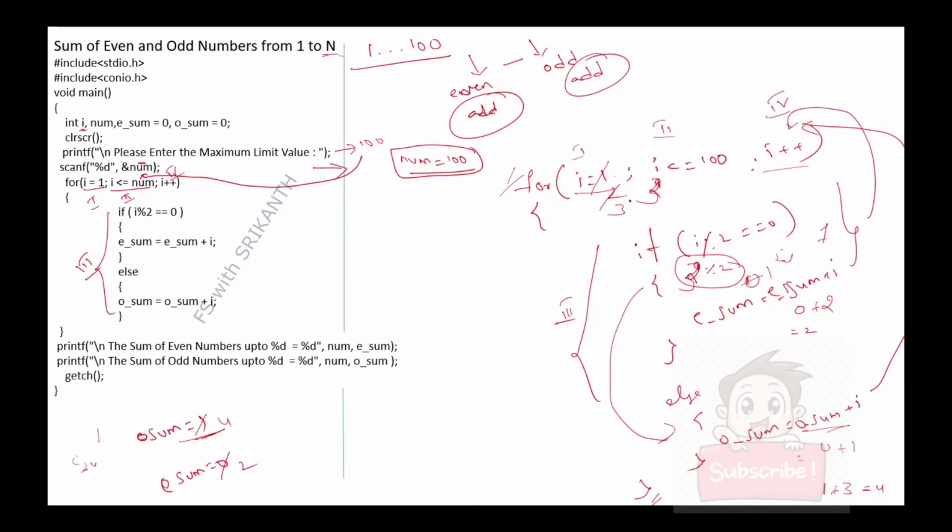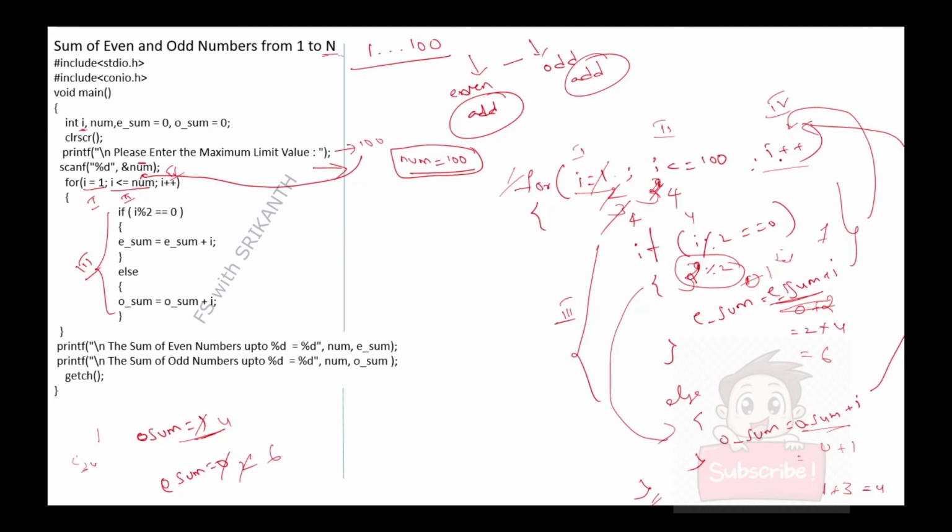What is the value of i right now? 3. The 3 is updated to 4, and it checks the condition, and again the condition is true. It does i modulo division by 2, and again the condition is true, so it executes this. What is the value of esum right now? The esum value is right now 2. Plus the i value, which is right now 4, so esum value is 6. Then again the condition is true, and the fourth part it goes to is i plus plus.